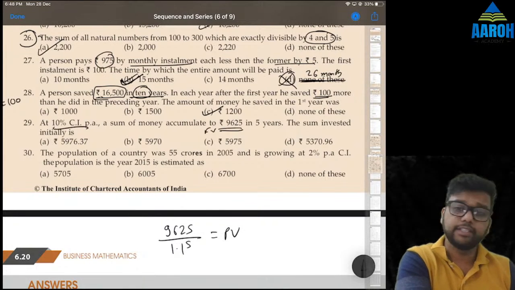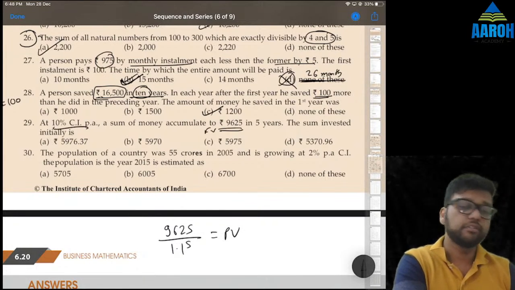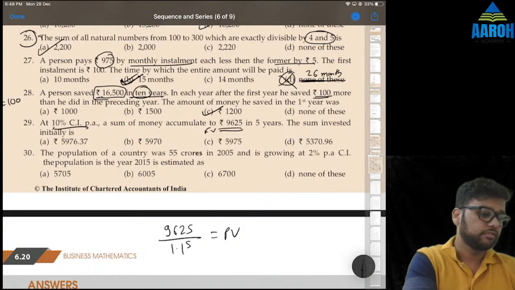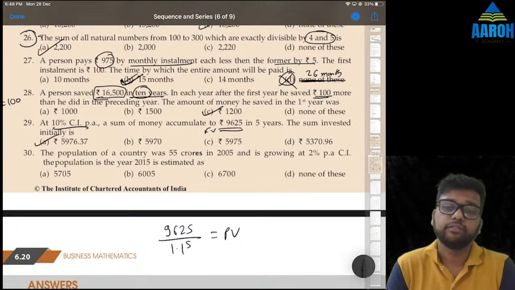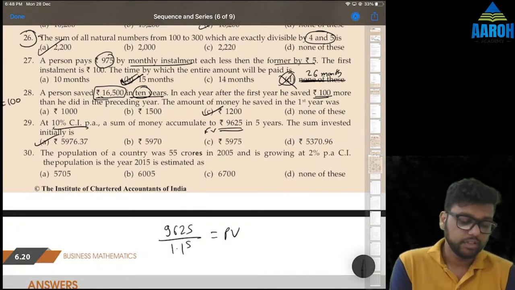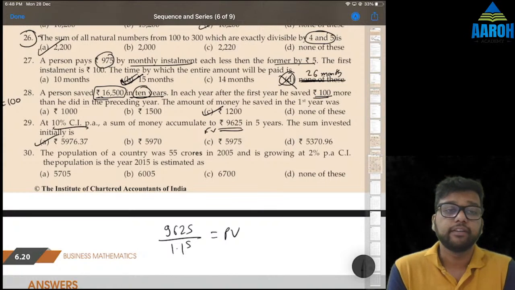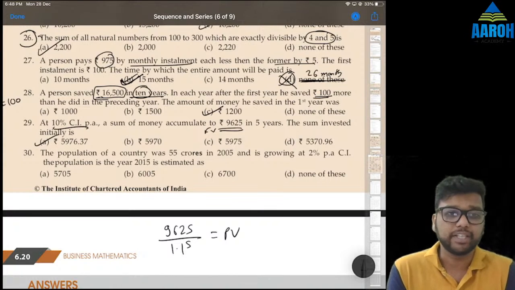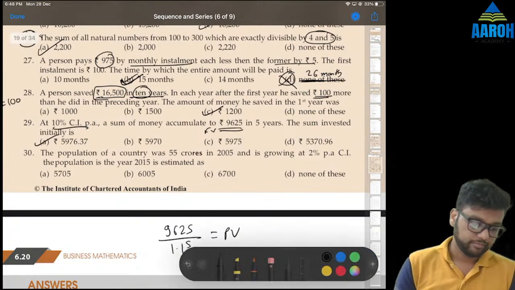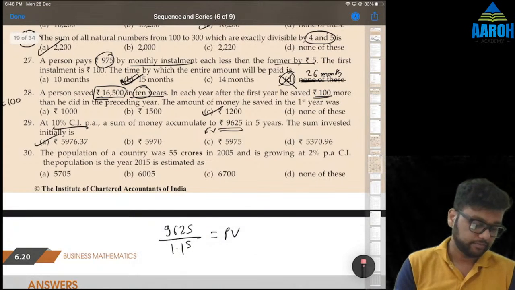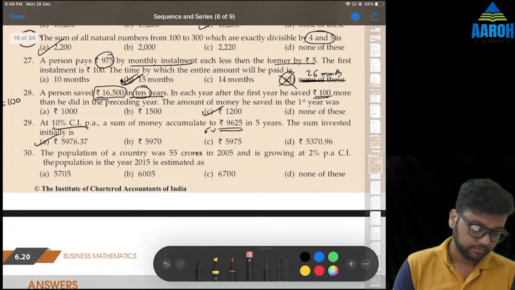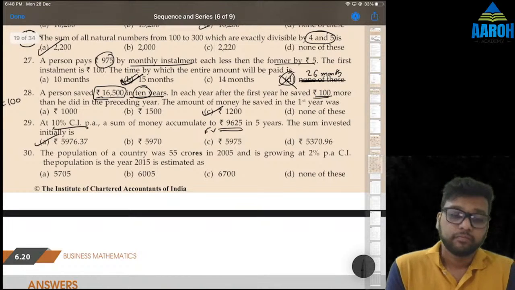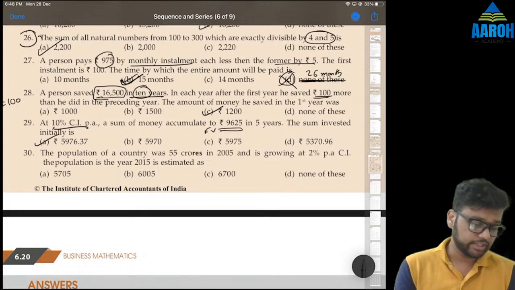So how do we solve it? 9625 divided by 1.1, 5 times, equal to. Or do this separately and divide, no issues. This is the correct answer, check. This is just time value of money logic, right? If FV and PV, or amount and principal, that's it. Tell me if you've got it. Twenty-ninth A. Got it? If yes, last.